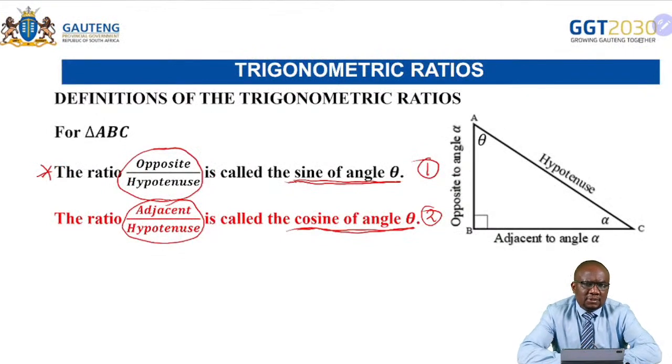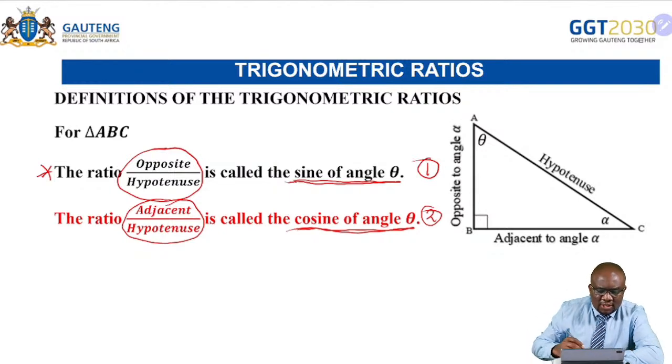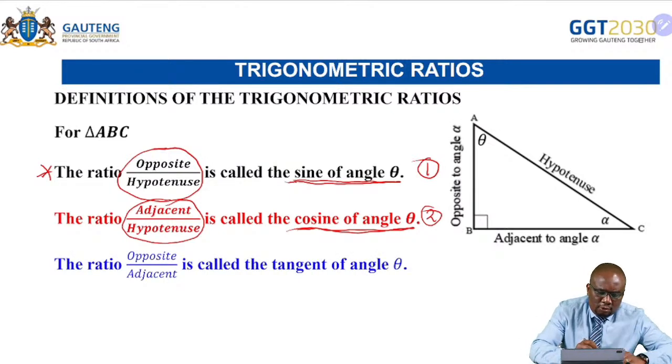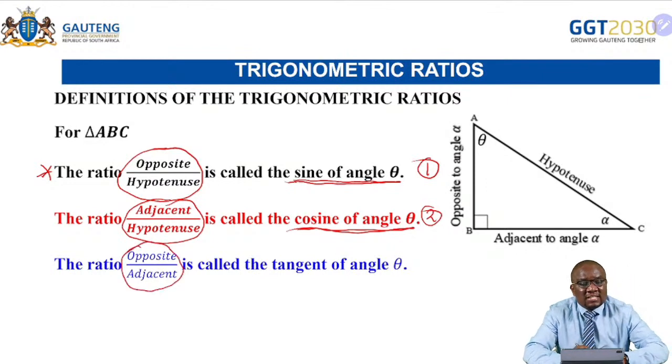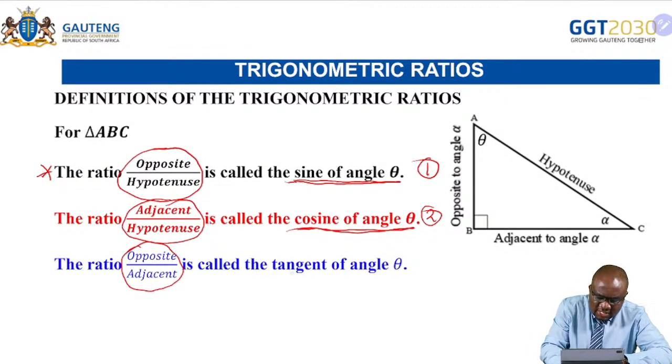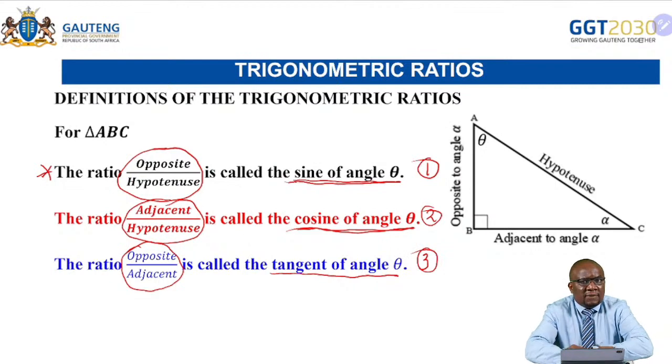Right. Let's go to our ratio number 3. I hope you've copied these 2 ratios. The last one. The ratio opposite over adjacent is called the tangent of angle theta. Let's copy our ratio number 3. The opposite over adjacent is called tangent theta. One minute.